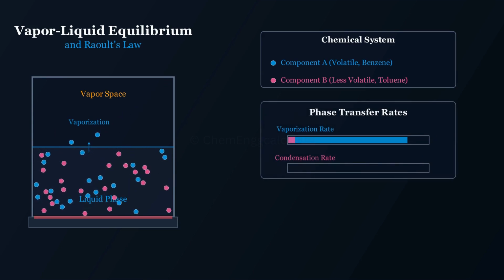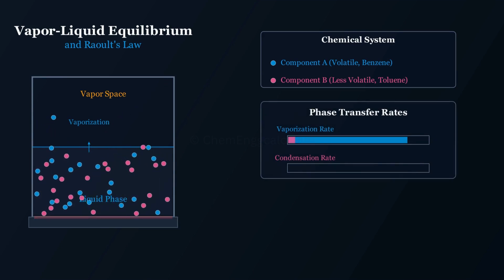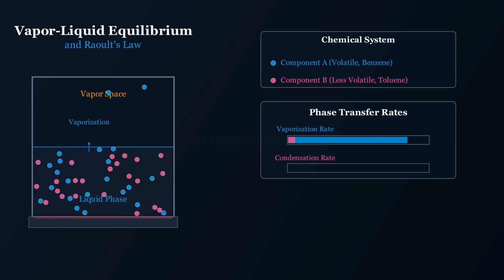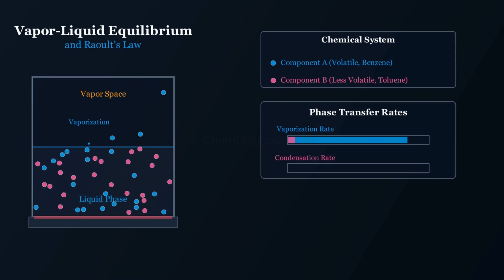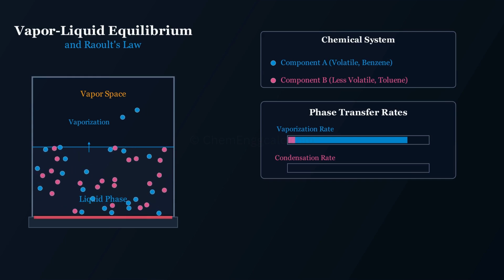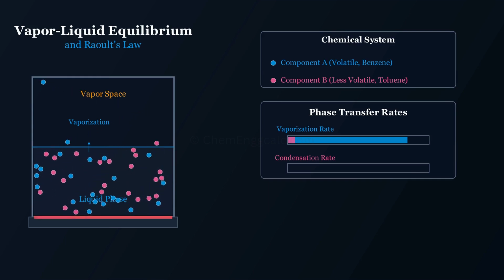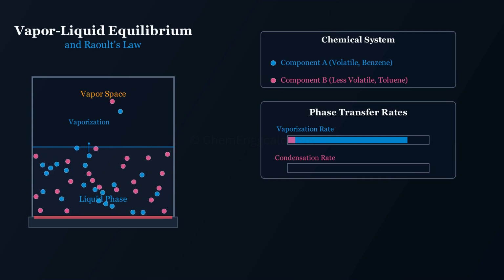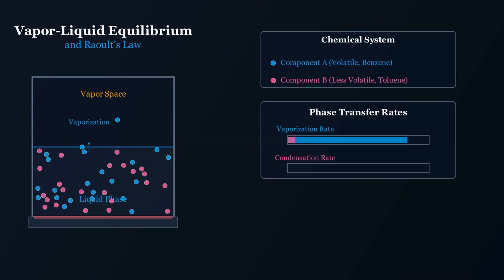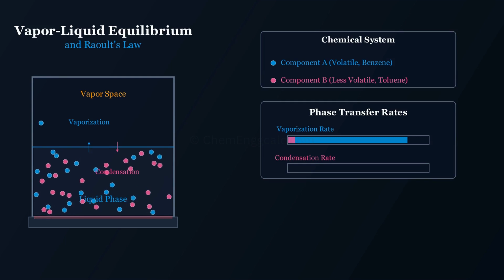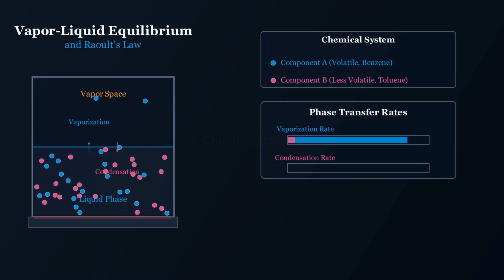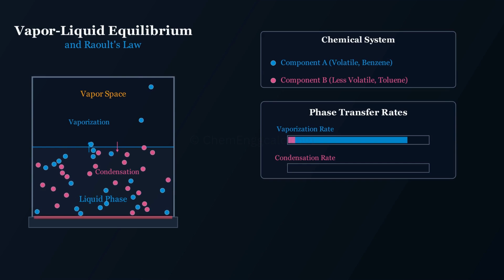As we heat the mixture, molecules gain kinetic energy. Slower liquid molecules at the bottom absorb energy, break free from intermolecular forces, and escape into the vapor space above, a process called vaporization. Simultaneously, faster vapor molecules lose energy upon colliding with the liquid surface and condense.